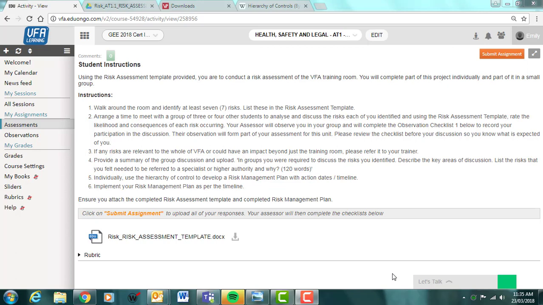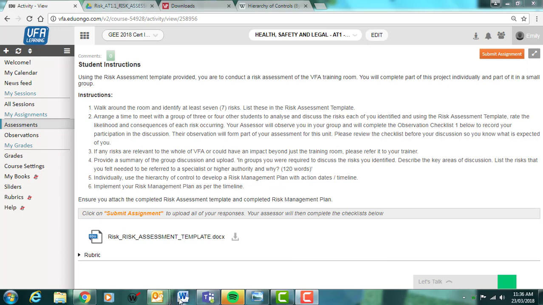Working in a group, they will then analyse and discuss each of the risks that they identified, rate the likelihood of these occurring and the consequence of each risk occurring. Now this is done as an observation, so the teacher will then also need to complete the rubrics at the end of this. If they notice any risks that are really important and could have a big impact on VFA as a whole, they need to let the instructor know straight away so that VFA can rectify these.